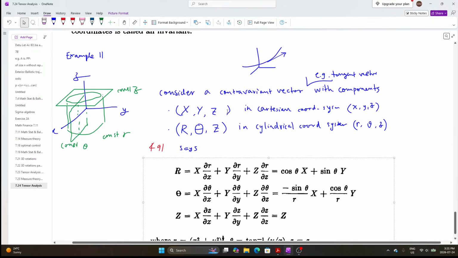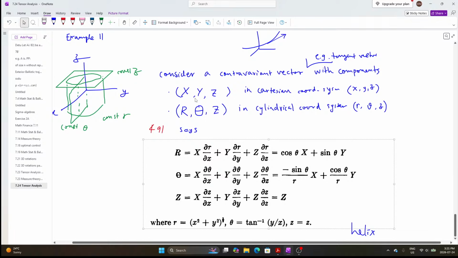Right here we assume we have a contravariant vector, and the three components in Cartesian and cylindrical coordinates as such. Yes, so x, y, z are vector components. Are vector components, exactly.